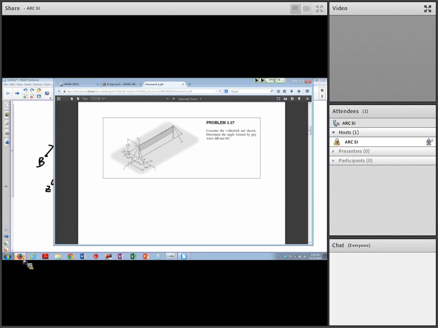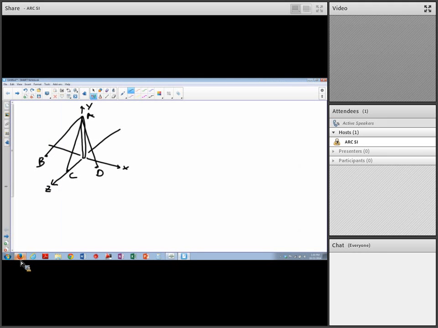And we have distances. 4. 6 foot. 6.5 foot. 2 foot. And this is 8 foot. Okay. And we are looking for the angle between B and C, because we are going to call it theta.